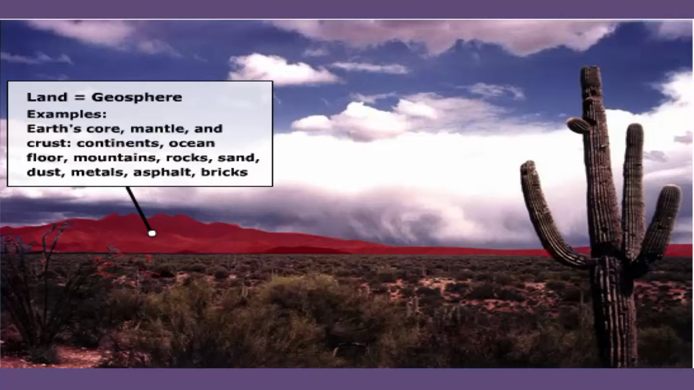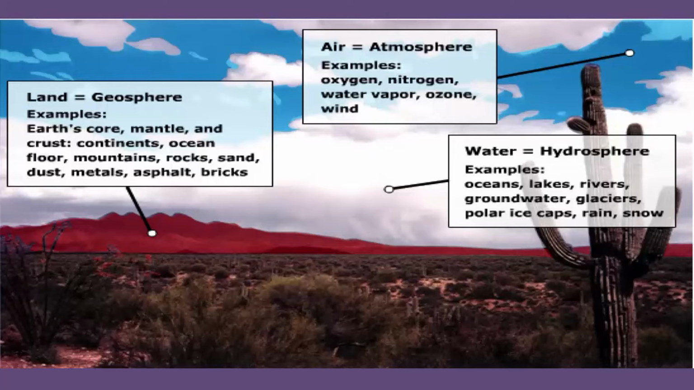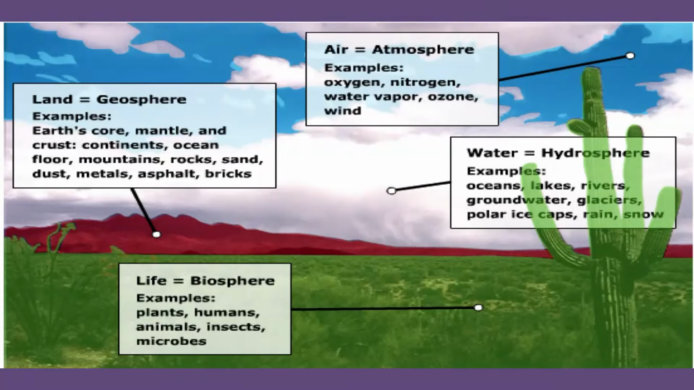Now further, the geosphere, where we talk about land, that is the Earth's core, mantle and crust, continents, ocean floor, mountains, rocks, sand, dust, metals, asphalt, bricks. These are all related to the geosphere. Then the hydrosphere, examples are oceans, lakes, rivers, groundwater, glaciers, polar ice caps, rain and snow. Then comes the atmosphere. We talk about oxygen, nitrogen, water vapor, ozone and wind. And then the biosphere: plants, humans, animals, insects, microbes. So these are basically the four open systems.